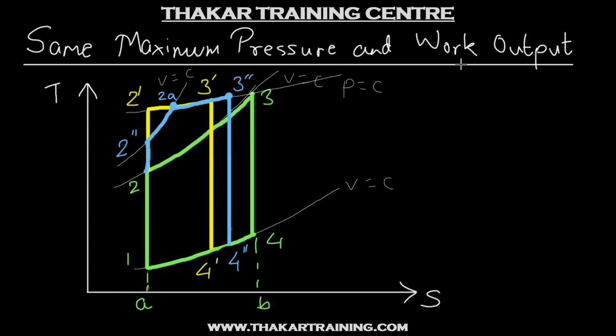The work output is the same, so the area enclosed has to be the same. How do we ensure that? By adjusting point 3 accordingly. Alright. So this is how the cycles will be drawn on the TS diagram for the same maximum pressure and work output.